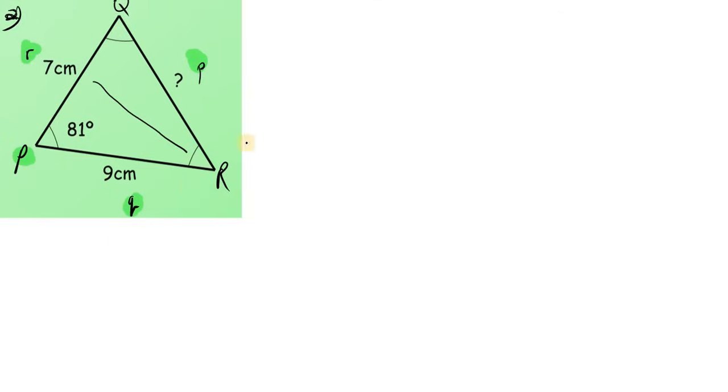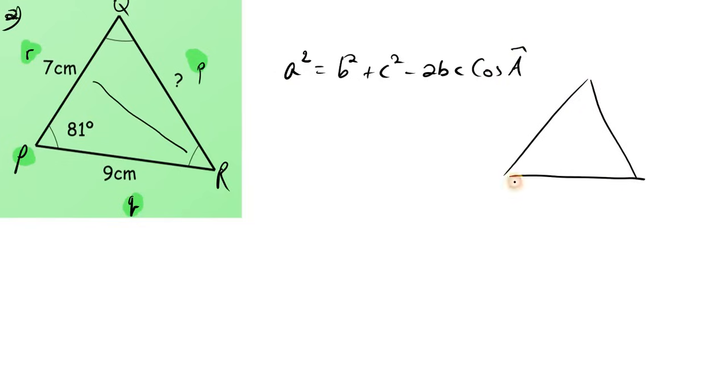Now for the cosine rule, we have this formula: a squared is equal to b squared plus c squared minus 2 times the product of b and c times cosine of the angle A. Notice that we have common letter a here and capital letter A here. Well, this is the situation. So let's say we have the triangle ABC. All right, so triangle ABC.